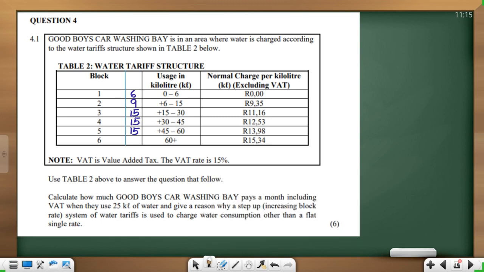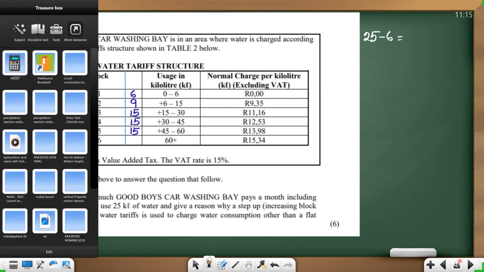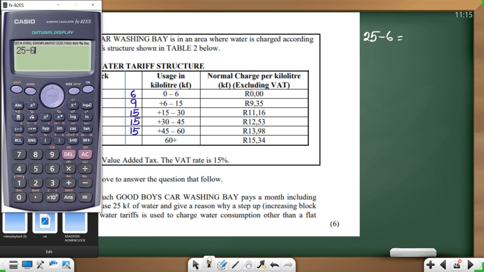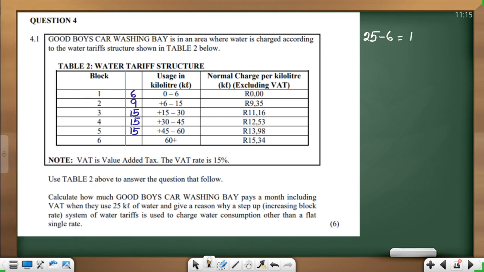They use 25 kiloliters. So I'll start by saying 25 minus my first block. 25 minus 6. You grab a calculator. That should give you 19. Okay. Still big. 19 was our second block. Minus 9. That will give you 10. Remember, we stop when we get a negative answer. What is the next block? 15. 10 minus 15 would give you a negative 5. We're not going there.